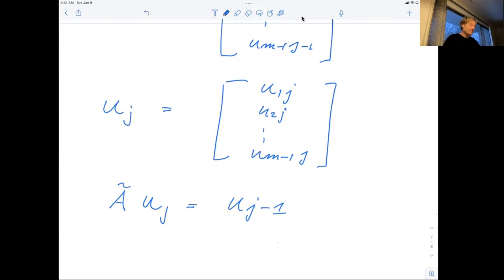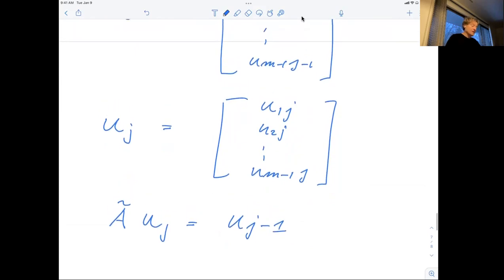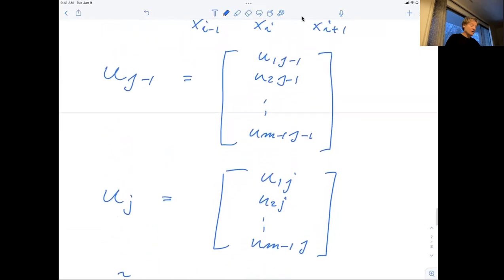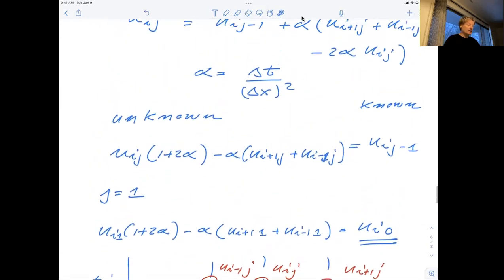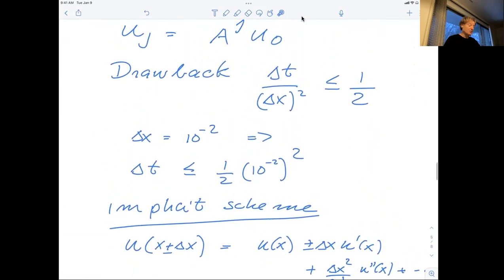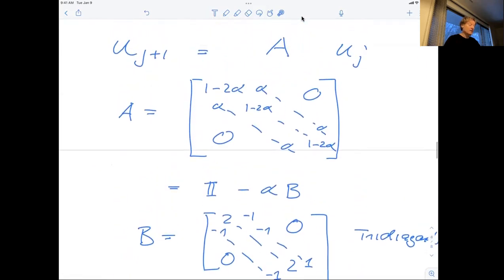If you now look more carefully at what we have, let's go back and look at the equation here. You see that we have a plus 2 alpha, but now we have a minus alpha times the non-diagonal matrix elements. If we go back to what we did with the explicit scheme, you saw that we defined a matrix A, which was 1 minus these 2 alphas. Now instead what we have is a plus 2 alpha, and we have a minus alpha.